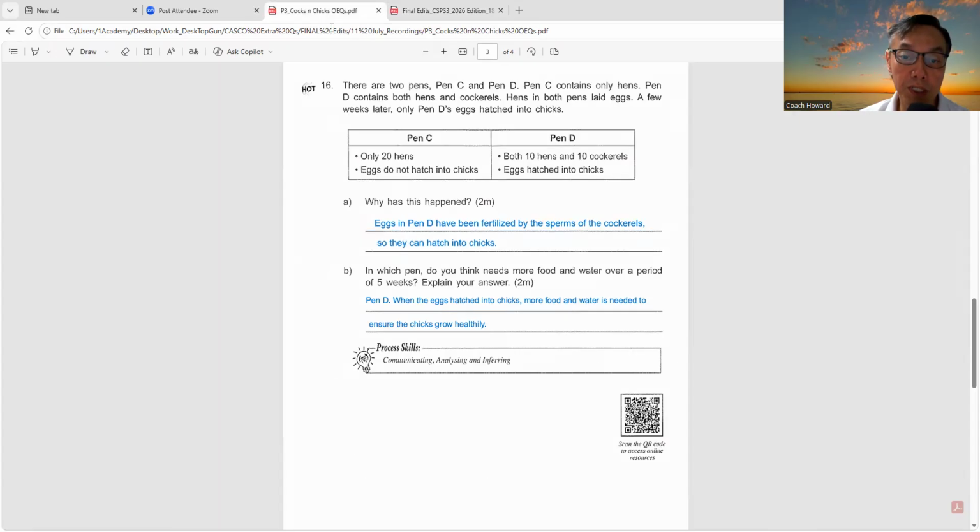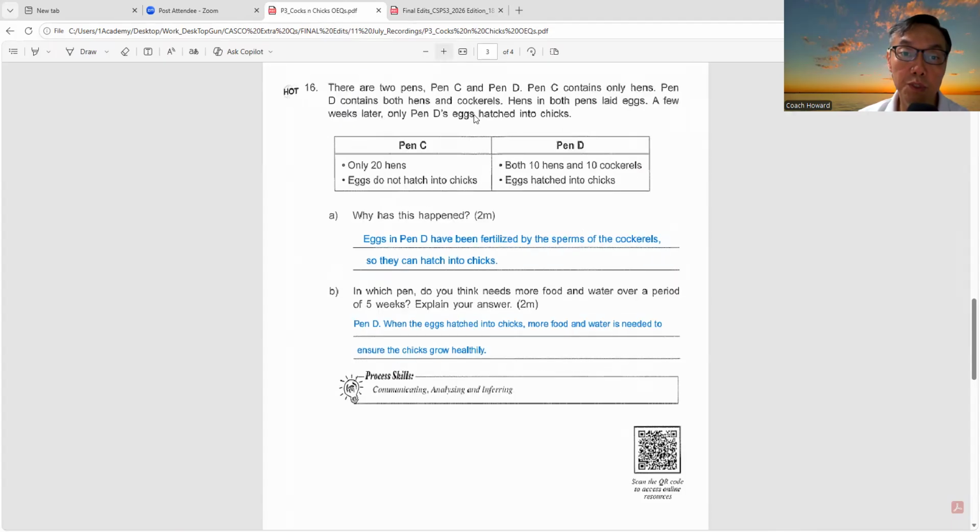So this is the model answer which I prepared earlier. In part A, the student should answer that eggs in pen D have been fertilized by the sperm of the cockerels. Although in primary 3 they have not learned the word sperm, this is actually a higher order thinking skill. It's for some of the school's internal GEP students, gifted education, or some students who may have enrolled themselves in the Science Olympiad. So these are higher order questions.